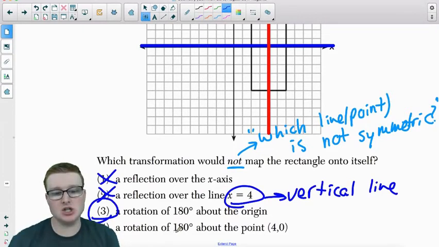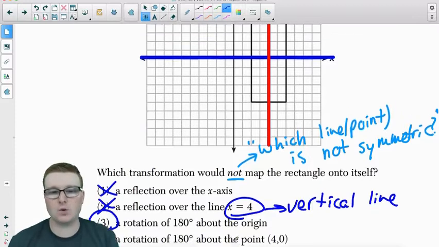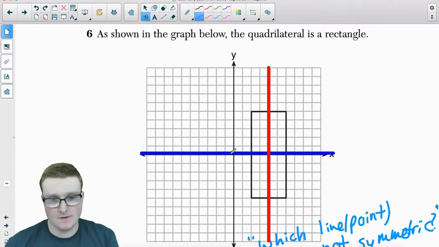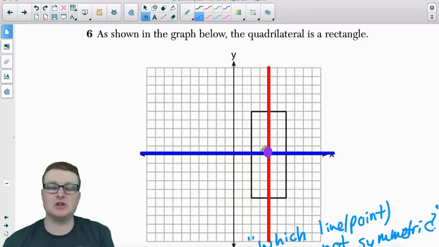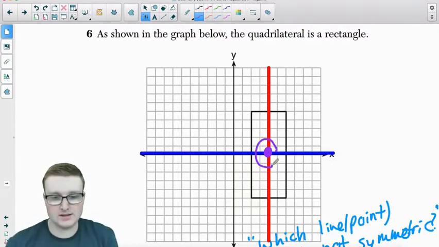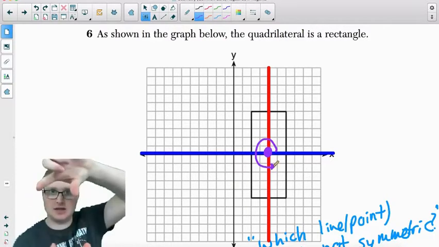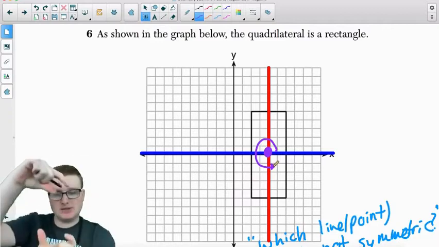A rotation of 180 degrees about the point (4, 0). Okay. 4, 0. 1, 2, 3. So we're rotating about this purple point. We rotate it 180 degrees. We spin it all the way around by one semicircle. We spin it once, 180 degrees. It goes like this, and it spins it around onto itself.